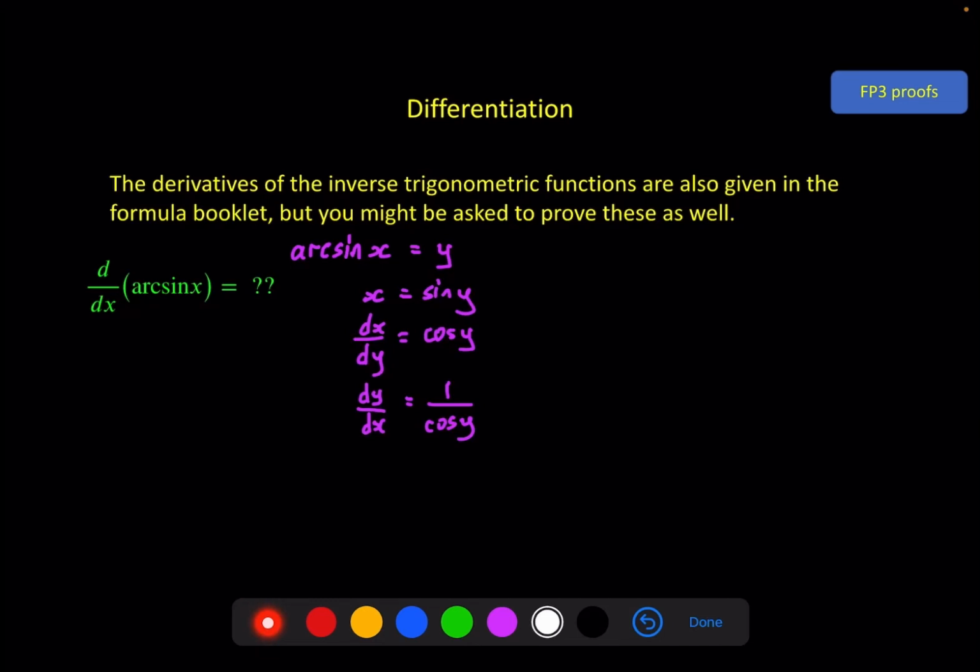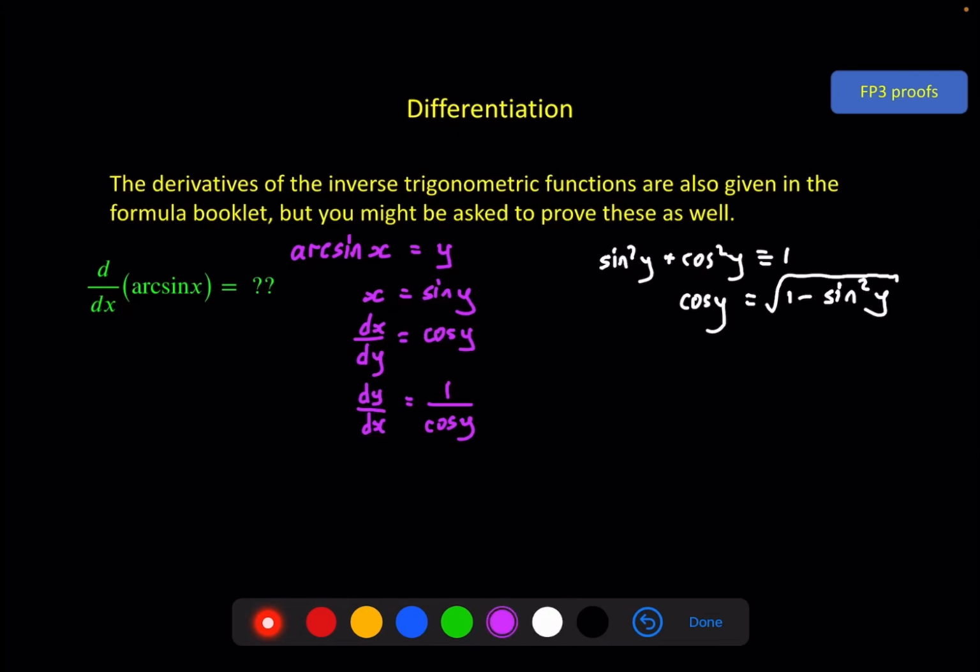And same as before, we're going to use an identity to do that. In this case, sine squared y plus cos squared y is equal to 1. So cos y, very similar, is equal to the square root of 1 minus sine squared y. And again, I'm not going to put a plus minus on that, which we'll talk about with reference to the graphs on the next page.